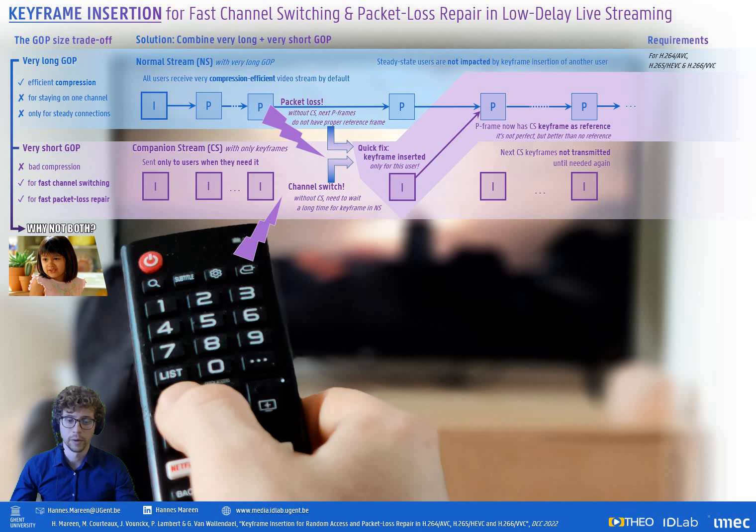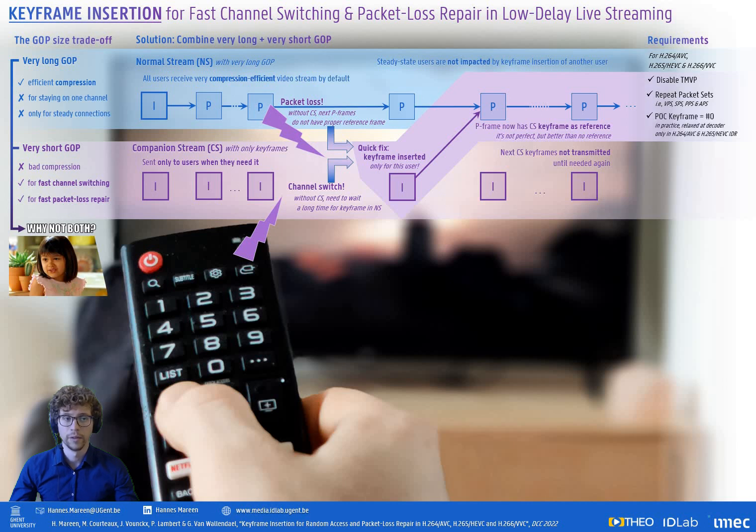There are a few practical requirements to enable keyframe insertion in H.264 AVC, H.265 HEVC, and H.266 VVC. The first one is that temporal motion vector prediction should be disabled. Second, the parameter sets may need to be repeated after keyframe insertion.